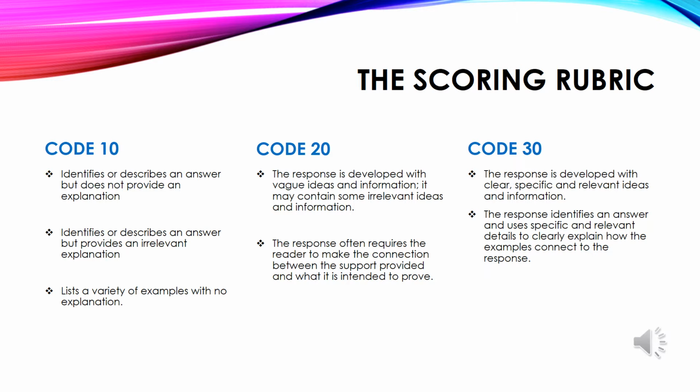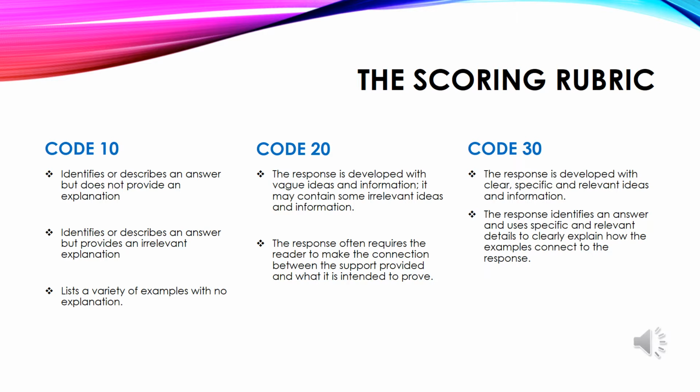The other way you could get a code 20 is if your response requires the reader to make the connection between the support provided and what's intended to prove. So for example, if you said, I like Delphi, Greece, they have good food, you're leaving me to figure out that you like it because it has good food. You haven't written the part that connects those two ideas together.